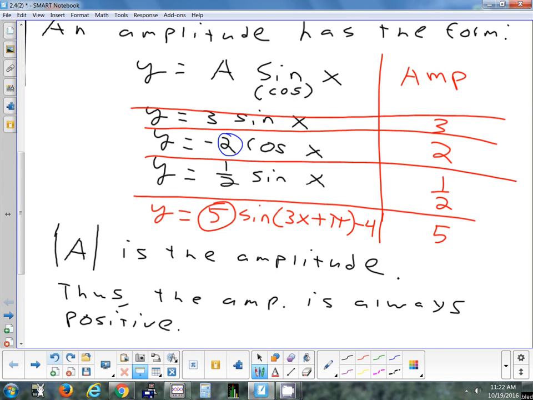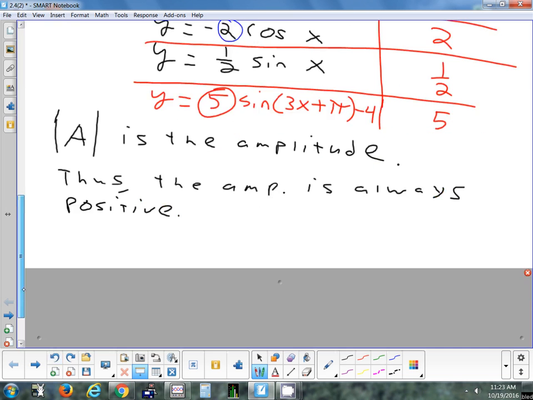Okay. And this is also a function that has 4 transformations in it. I would never ask you to graph one like this, but I might give you a problem like this and just say, what's the amplitude? And tomorrow I might give you the same problem and say, what's the period? Okay? And we'll learn how to do that.